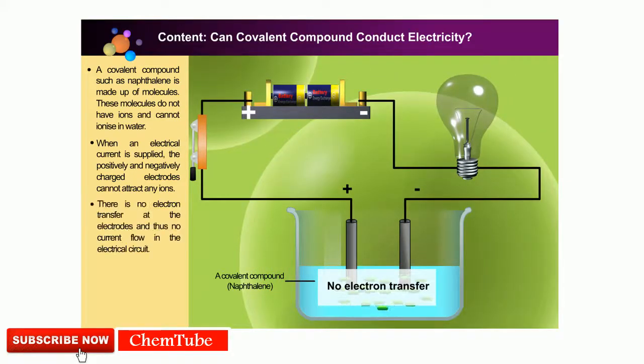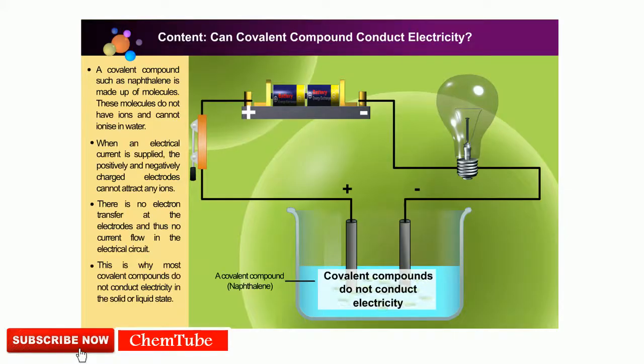There is no electron transfer at the electrodes and thus no current flow in the electrical circuit. Therefore, the bulb will not be lighted. This is why most covalent compounds do not conduct electricity in the solid or liquid state.